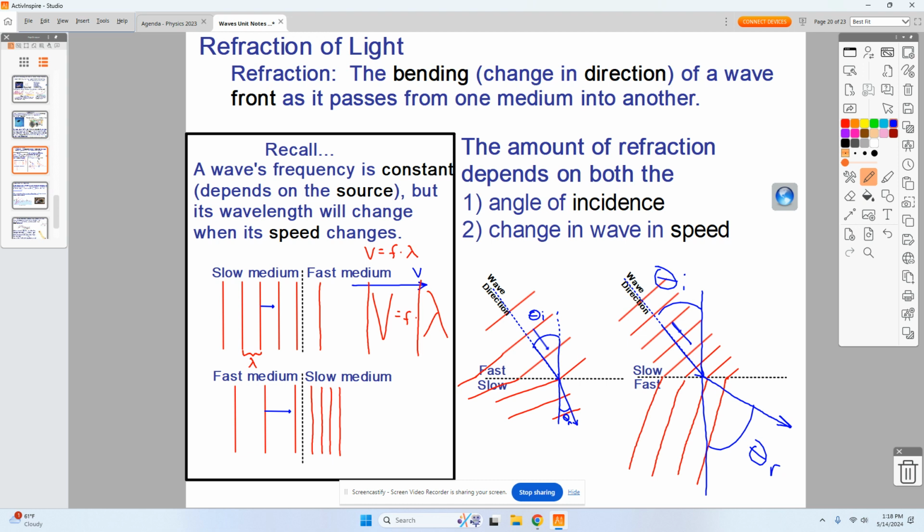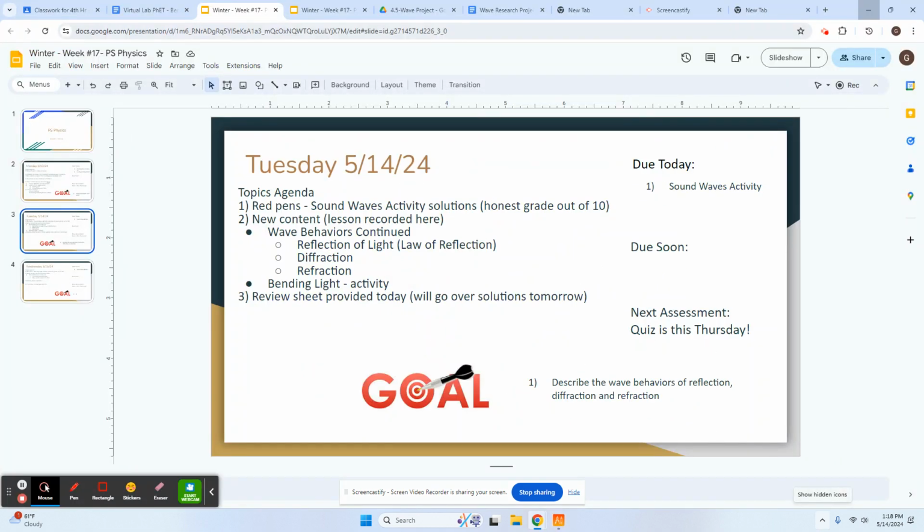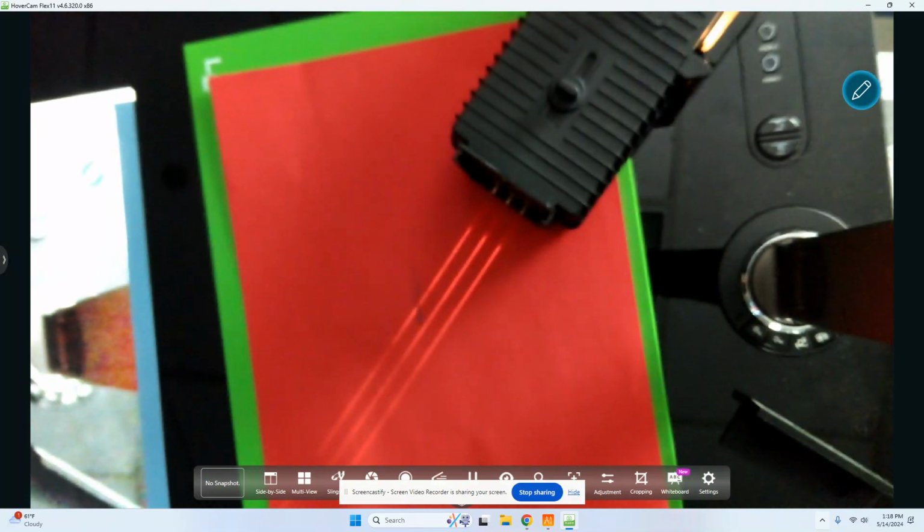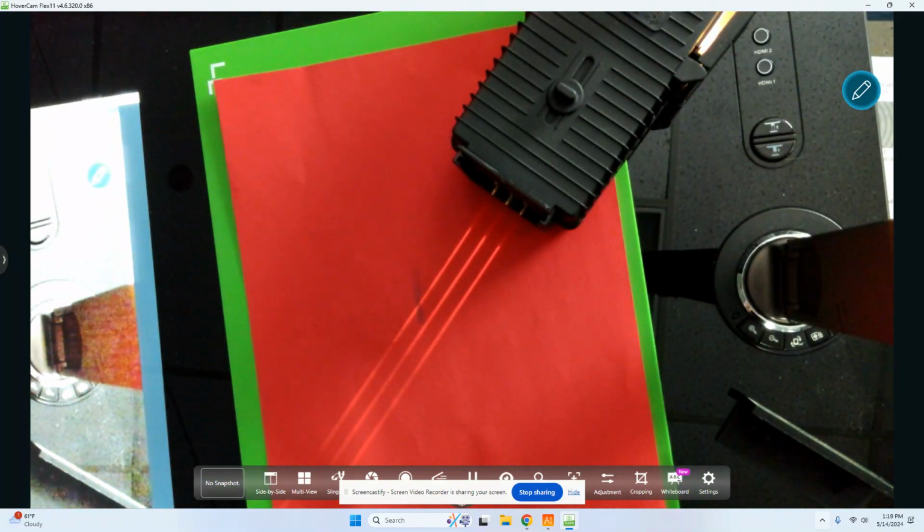Refraction is very common for waves. Anytime a wave enters a new medium, it will change its direction, provided it hits that medium at an angle. Now I want to demonstrate that as well. We use lenses to demonstrate refraction for this one. If you wear glasses, glasses rely on refraction to be able to focus light.